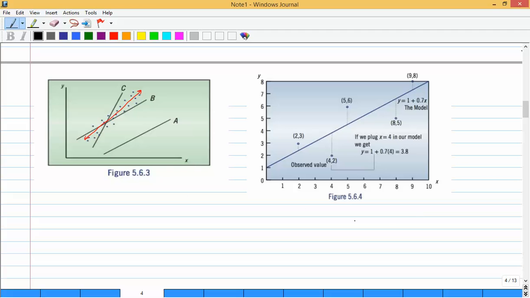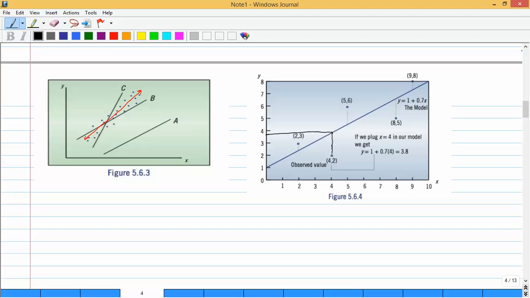But this is the calculated value, this value right here. This is the actual value, 4.2. So it's a couple units off, but it's kind of close. So you can see why it would be very hard to come up with the values.